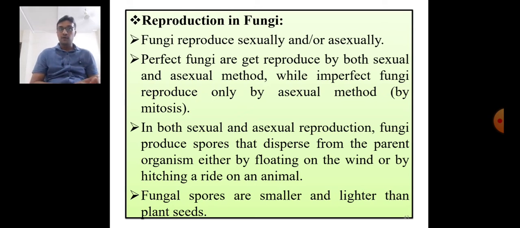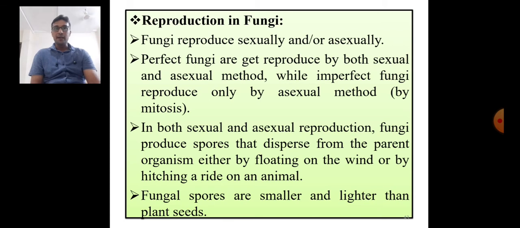Reproduction in fungi. Fungus basically gets reproduced by two types of methods. That is a sexual method of reproduction and an asexual method of reproduction. Fungus can reproduce by two kinds of methods: one is the sexual method of reproduction and the other is the asexual method of reproduction.